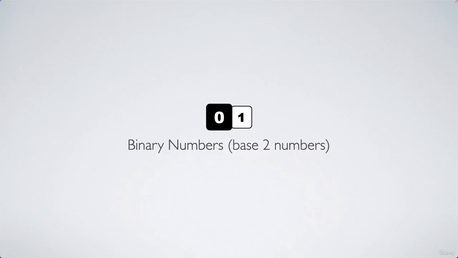Alright, let's now understand binary numbers, or base 2 numbers. Now, if you recall in the previous video, we said that everything we have in our computer is just zeros and ones. And well, what are zeros and ones? They are just numbers, right? So let's try to understand these numbers. Let's see what they represent.